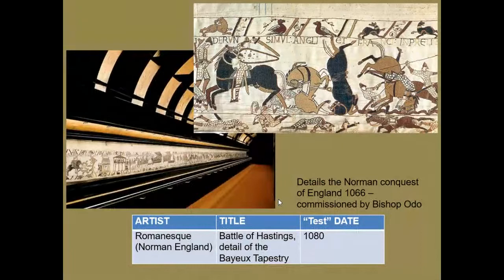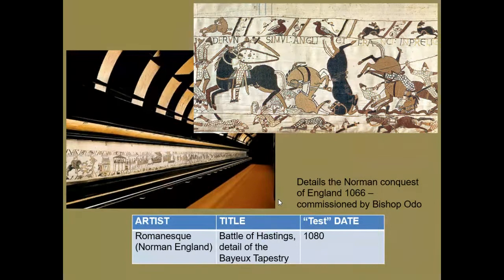One of the most remarkable examples to look at and to know for the test is a pretty unique object. It is known as the Bayeux Tapestry. It was originally commissioned by Bishop Odo in support of William of Normandy. So this is an example of telling a historical story through pictures.